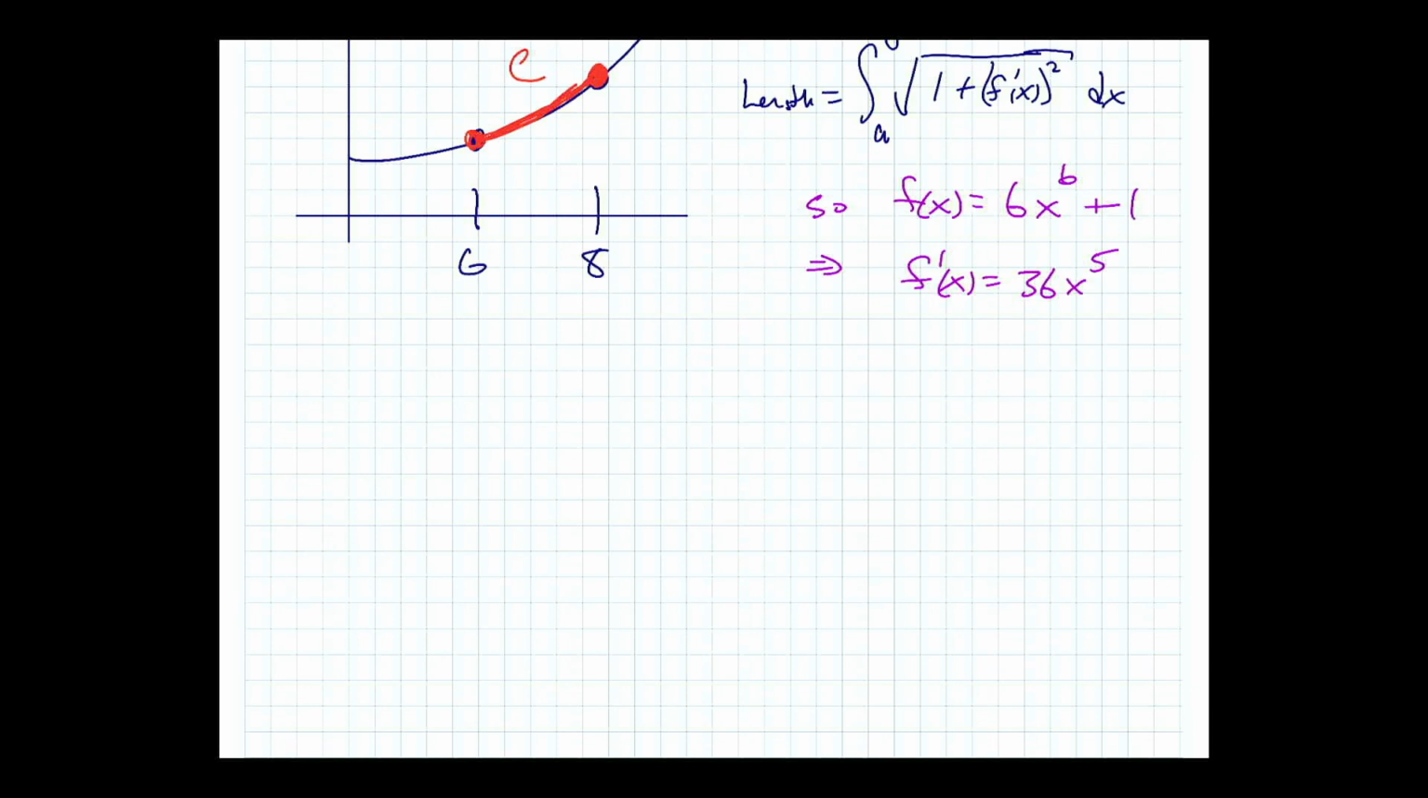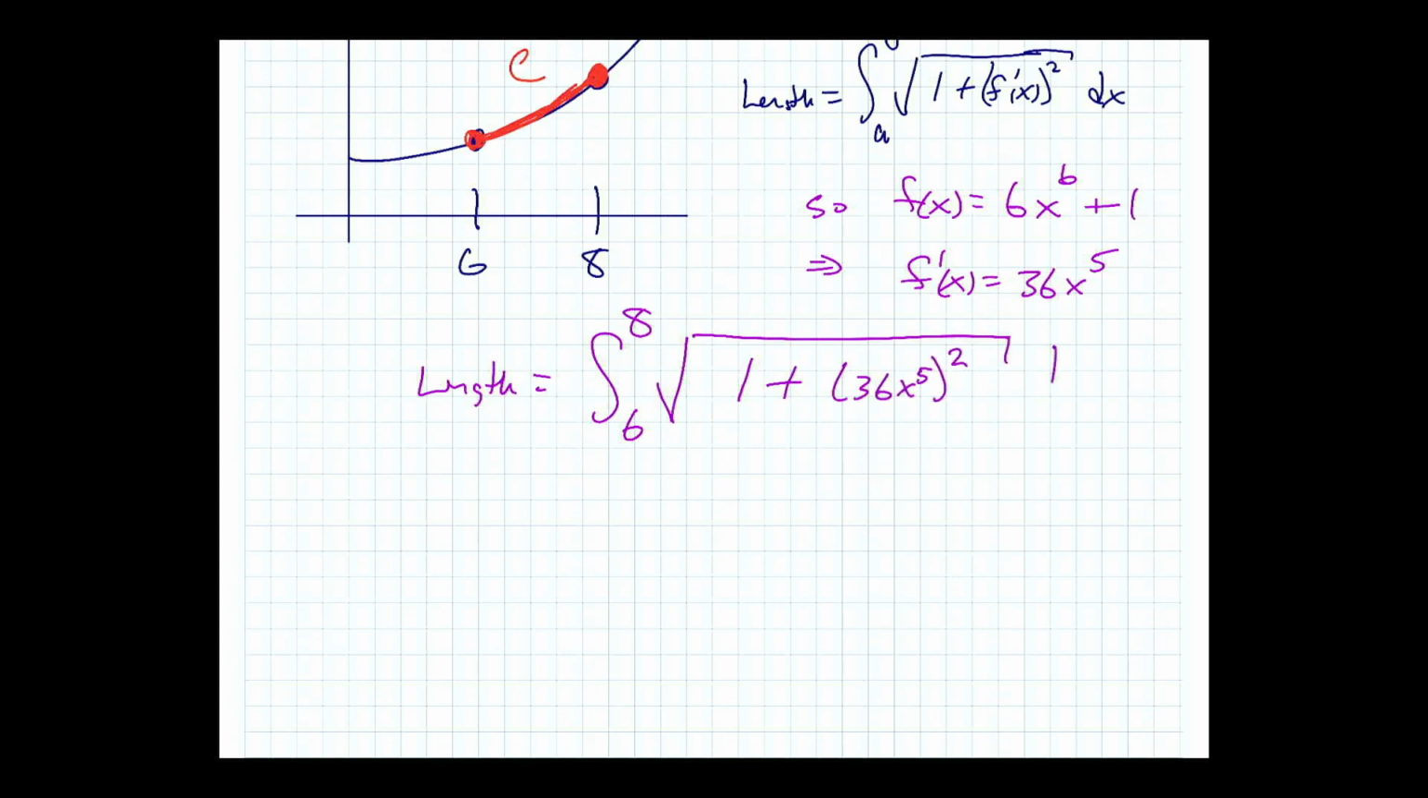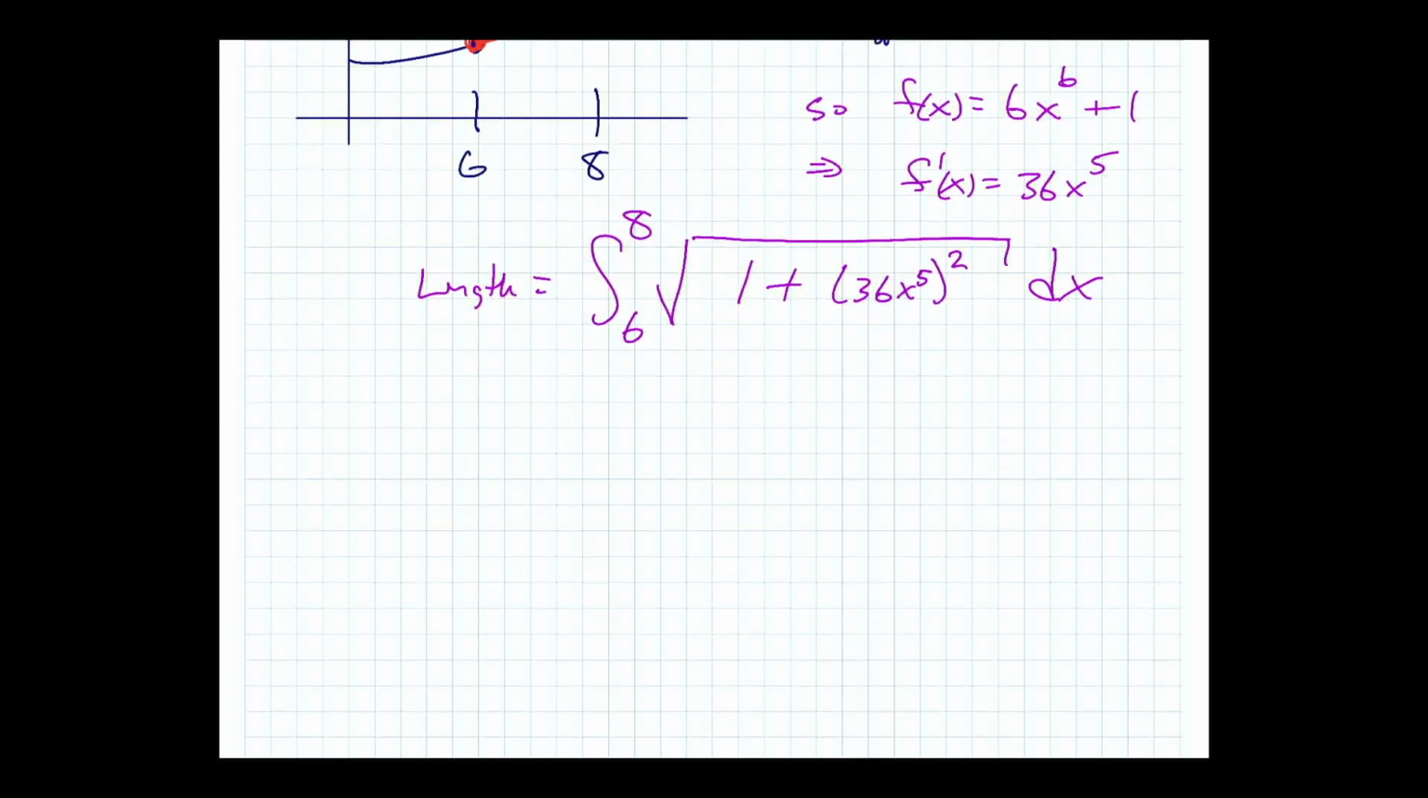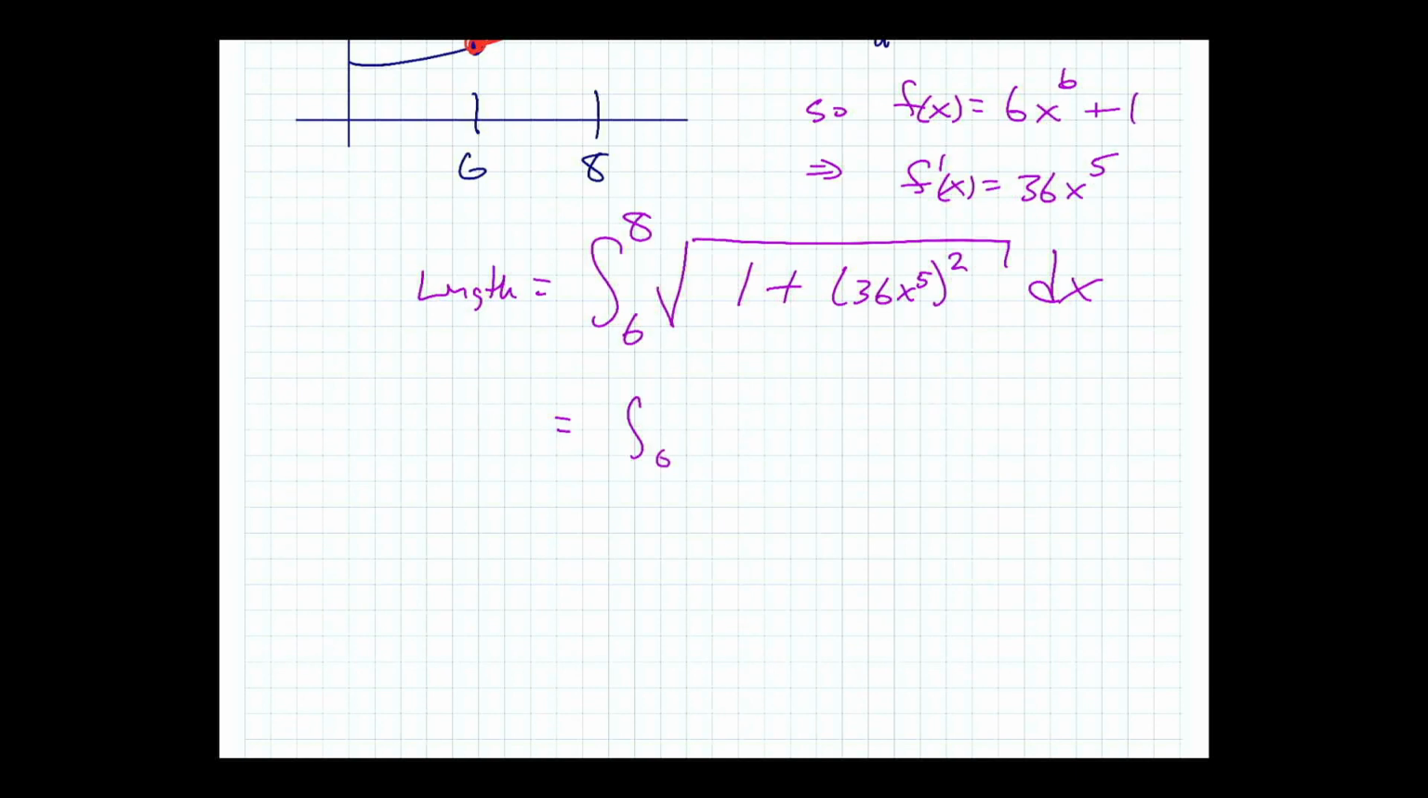Okay. And then we set up our integral. So the length is the integral. Hopefully it's clear that your bounds should be 6 and 8. You have your square root, 1 plus f prime, that's this one, squared. That's your integral.